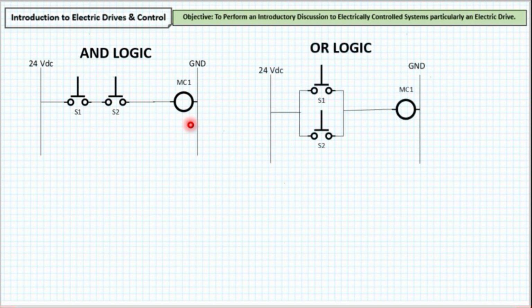Next is the OR logic. So, we can do OR logics also sa ating mga electrically controlled system, especially electric drives and control, by putting S1 and S2, the two switches, in parallel. We can also use more switches if needed. So, this one will function if S1 is pressed, the magnetic contactor will be energized. If S2 is pressed, the magnetic contactor will also be energized. So this is useful for applications na kailangan nyo ng bypass control. Okay?